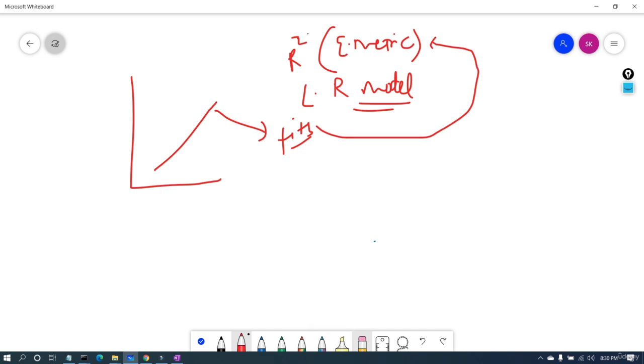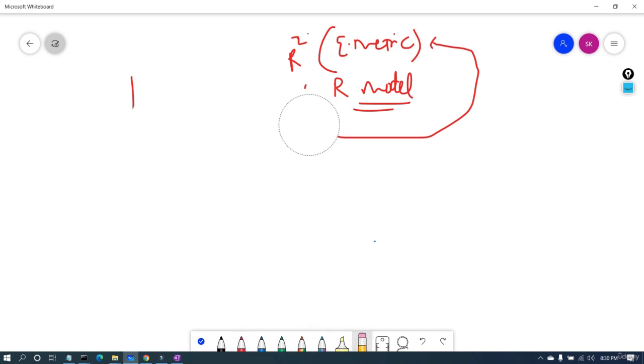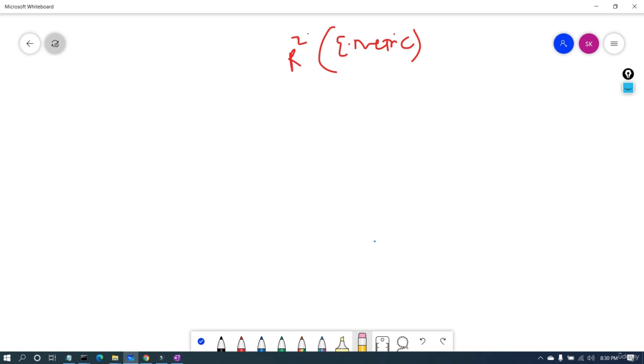So R square is similar to the accuracy and it is an evaluation metric. That means it is going to check whether our model is running perfectly or not. So it is the same as accuracy. Now let's take an example. I'll take some example over here in order to compute this R square.